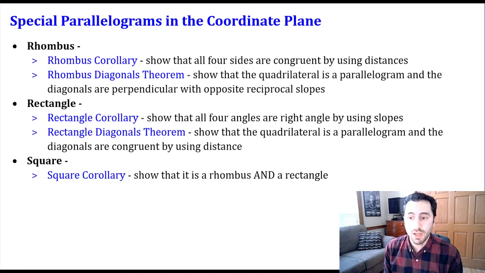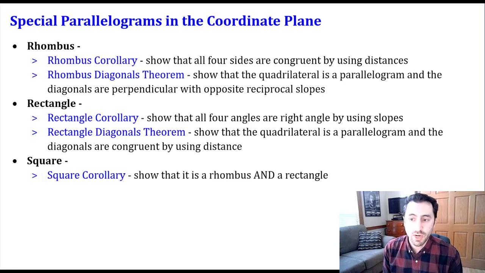So the first one, a rhombus corollary. This says that all four sides of a rhombus are congruent. So in the coordinate plane, I can use the distance formula to find the lengths of all four sides of my quadrilateral, and if they're all the same, I know I have a rhombus.